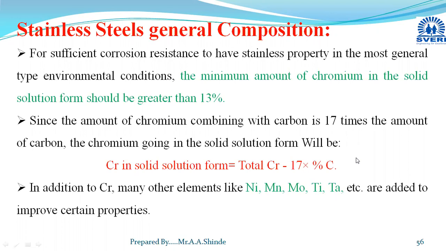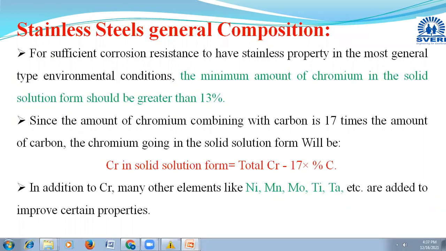Now, the general composition of this stainless steel is explained in this next slide. Before explaining this general composition, the very important part of the stainless steel is the percentage of chromium. For getting sufficient corrosion resistance to have stainless properties in general environmental conditions, the minimum amount of chromium present in that steel should be greater than 13%, and the chromium should be present in the form of a solid solution only.